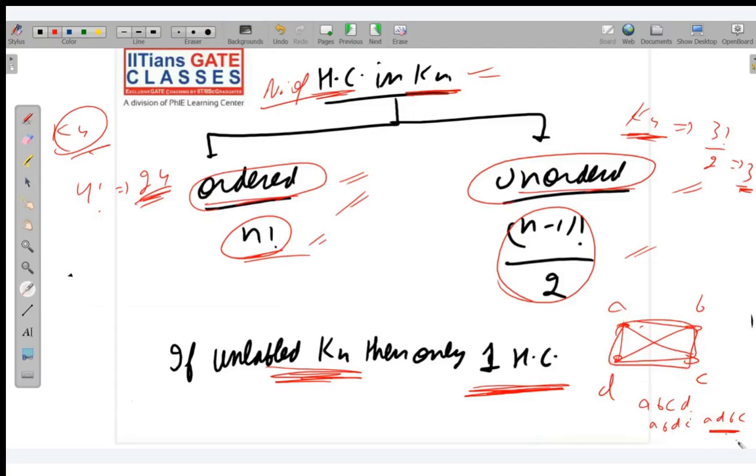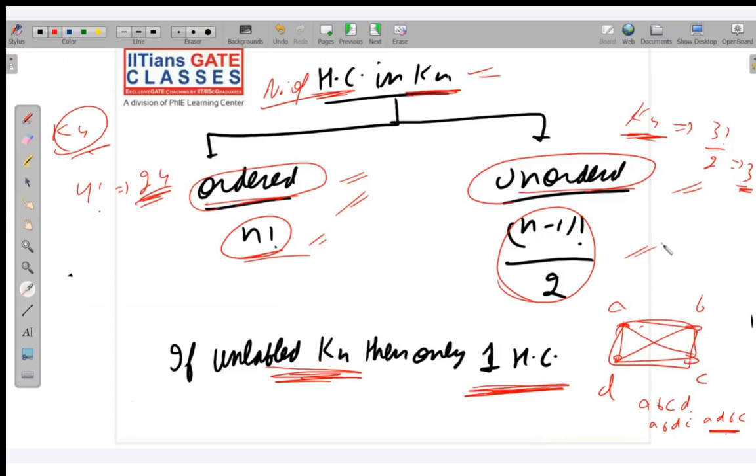So you simply arrange them, and arranging is n factorial. Is it okay? For unordered, order does not matter, so (n minus 1) factorial by 2. So for K4 it will be only 3. You can check that out.